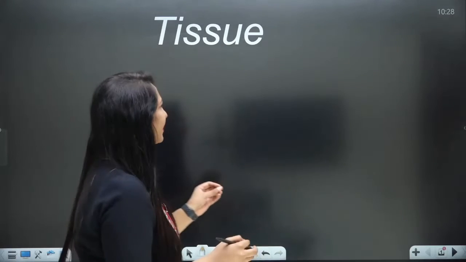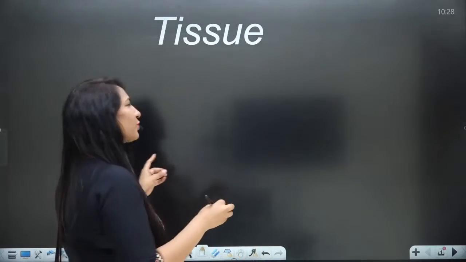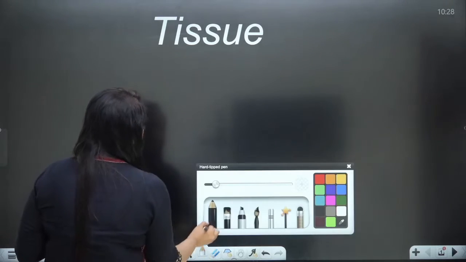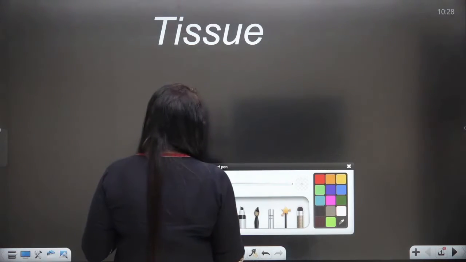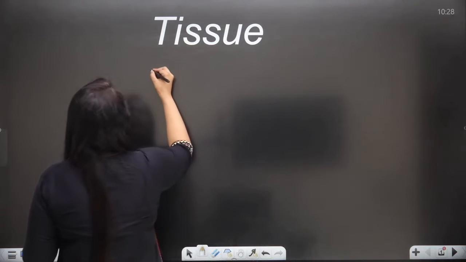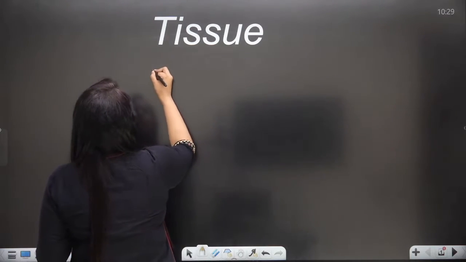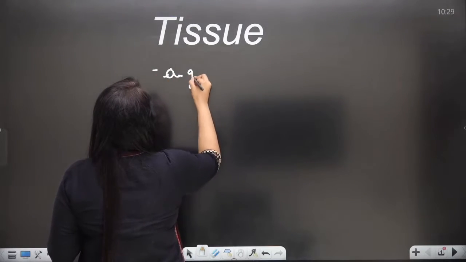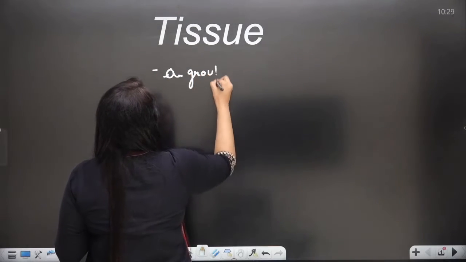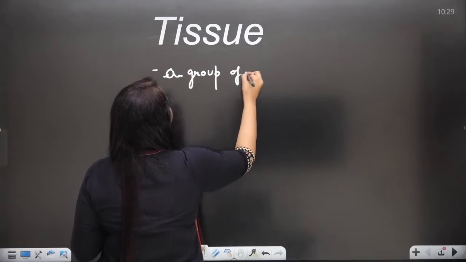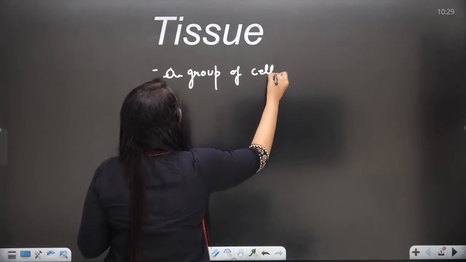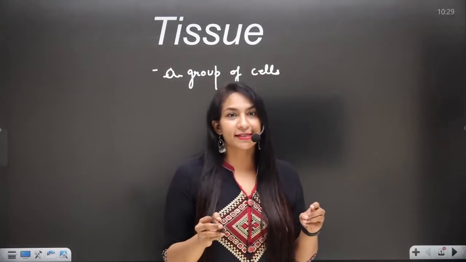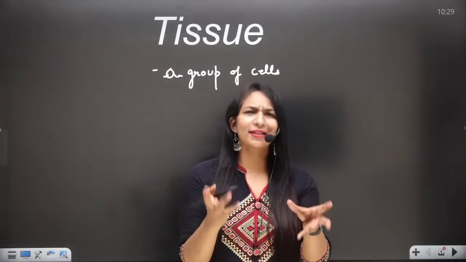You can see that here it's written tissue. If I have to define tissue, I will say tissue is a group of cells. Yes, tissue is a group of cells. And now, what are these cells doing? You have just learned that tissue is a group of cells. What are these cells doing?